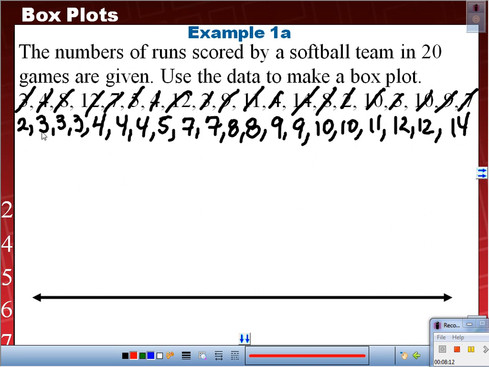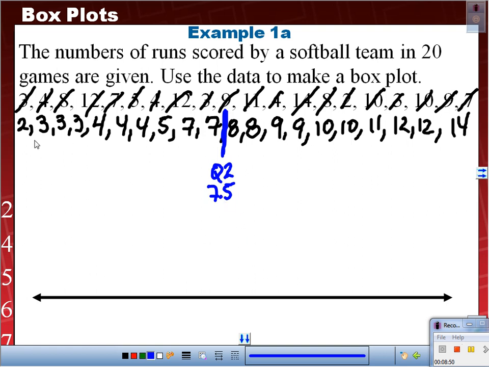10. So let's count. 1, 2, 3, 4, 5, 6, 7, 8, 9, 10. So this is the middle right there. This is Q2. And how do we find that number? If there's no number there, we add these 2. 7 plus 8, divided by 2 is 7.5. There it is. Okay, so we got Q2.